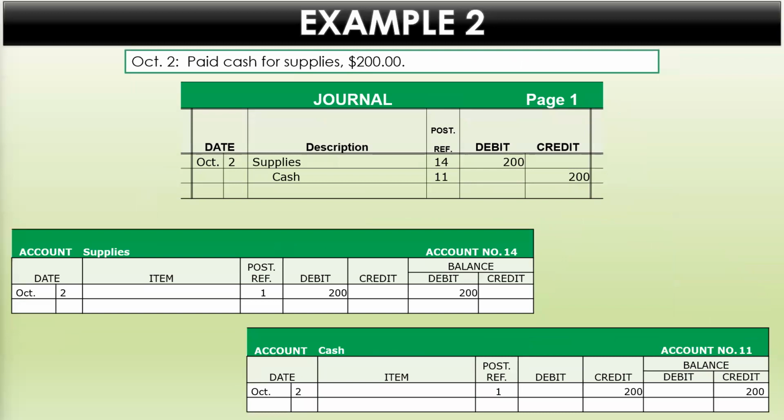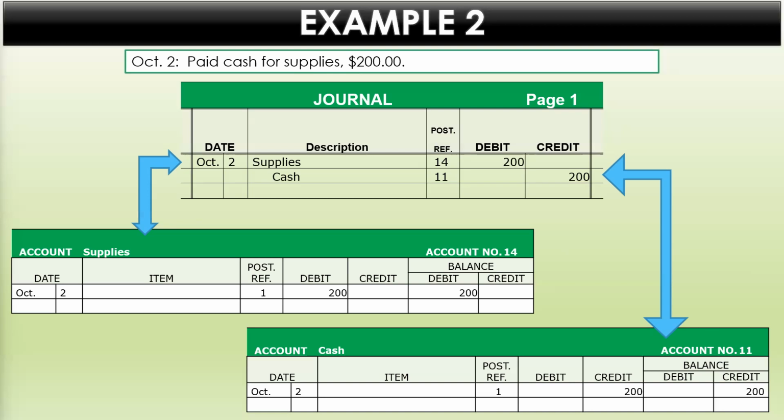Let's work another example. In this transaction on October 2nd, we paid cash for supplies in the amount of $200. You can see we have made our journal entry. So we're going to go to the supplies ledger first, and then we're going to go to the cash ledger. In our supplies ledger, we're going to enter the date, October 2. The amount is $200 debit, and then we'll go ahead and extend that $200 balance into the balance debit column. Then the post reference there is a 1 because that's the journal page number. We are working from journal page number 1.